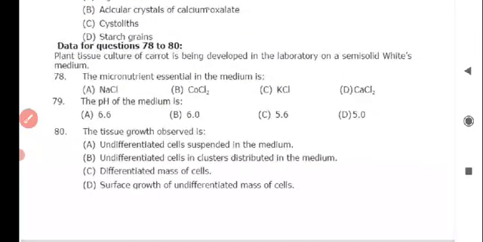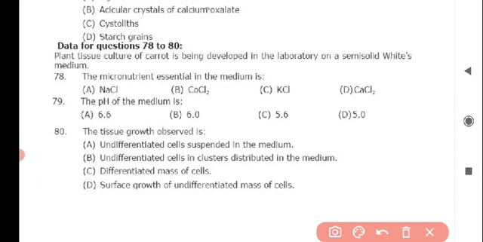Next question is plant tissue culture of carrot is being developed in the laboratory on a semi-solid white medium, and the question for this statement is the micronutrient essential in the medium is, and the correct answer is option B, CoCl2. Next question is pH of the medium is, correct answer is option C, 5.6. Next question is the tissue growth observed is, option B is correct, that is undifferentiated cells in clusters distributed in the medium.